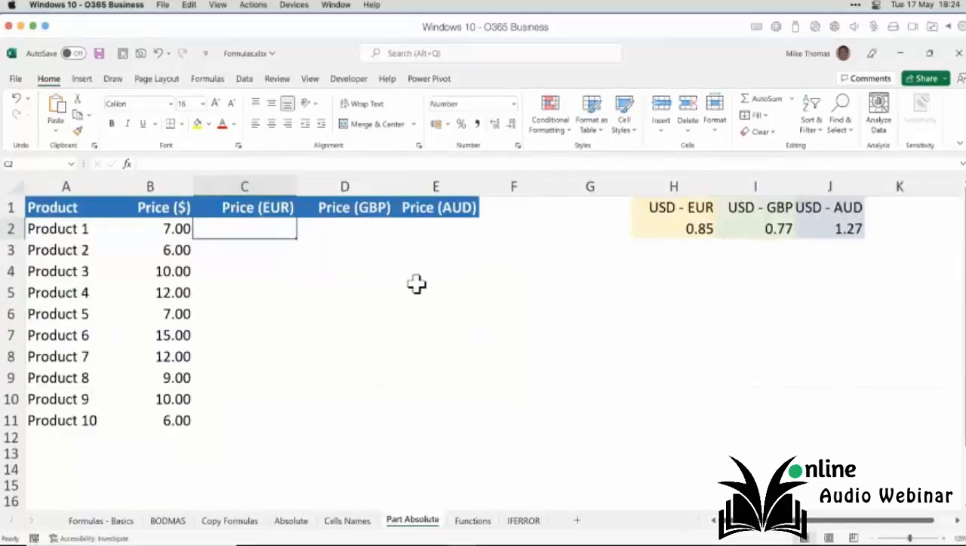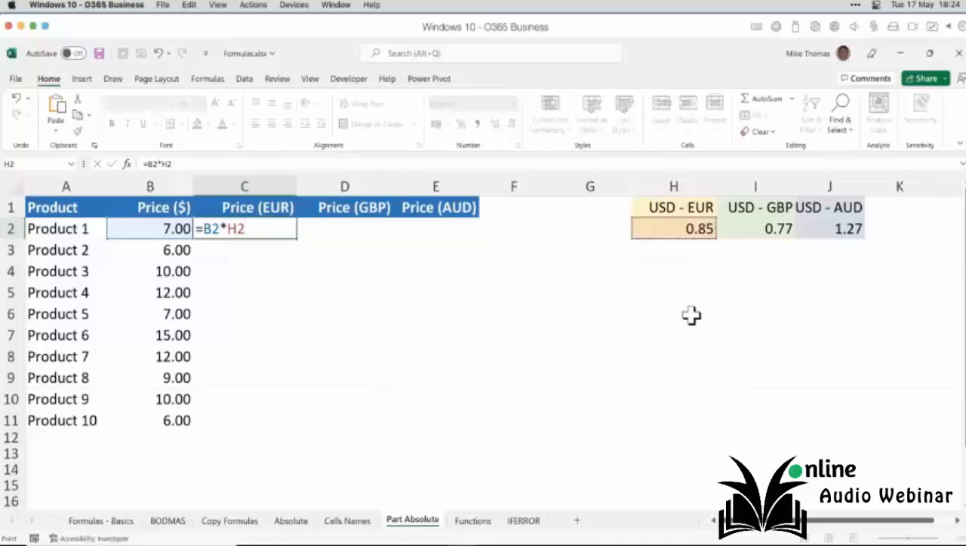So if I want to calculate the price of each product in euros, I need to take each one of the dollar prices and multiply it by H2. So I'll put equals the price in dollars multiplied by H2. But I know that when I copy the formula down, I want the B2 to change to B3, B4, B5 and so on, because on this side of the equation, I want it to point at a different product price. But on this side of the equation, I want H2 to remain fixed.